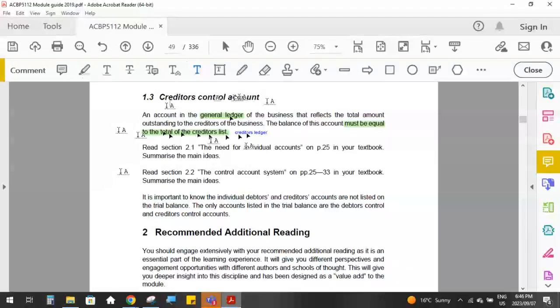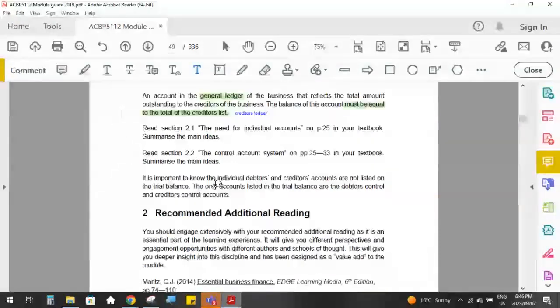Okay, so if you look at your textbooks, these page numbers are not quite right anymore. The control account system, the need for individual accounts, is on page 28, and 2.2, the control account system, is on page 28 in your textbooks. So you can also go and have a look over there in your textbooks for that.